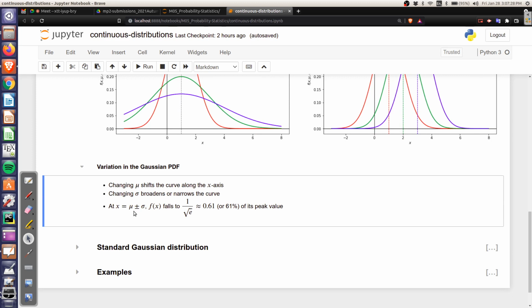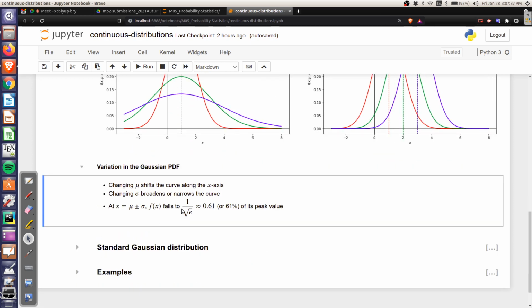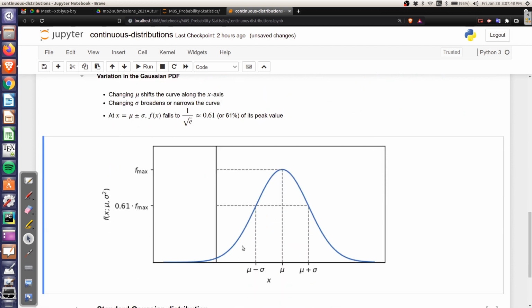Okay, now what happens at x equals mu plus or minus sigma? So we have the mean and then plus sigma or minus sigma, these two sides. What happens? The value of f becomes 1 by root e times, that is around 61% of its peak value. You can see this much clearer in this plot. This is the mean, this is mu, this point is mu plus sigma, and this point is mu minus sigma. At both mu plus and mu minus sigma, you can see the value is 0.61.